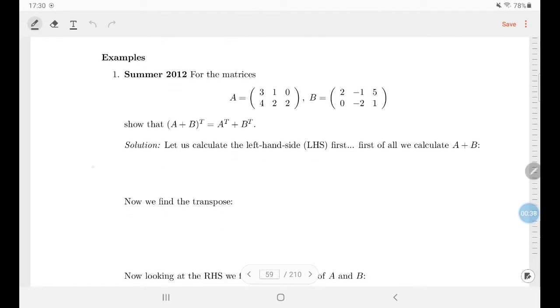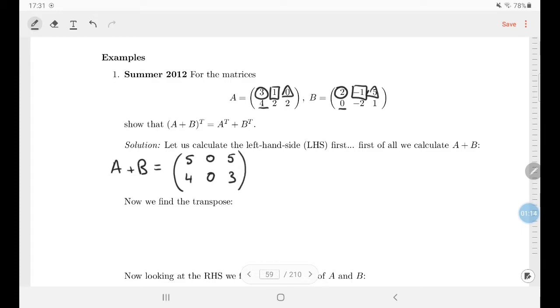Now, thankfully, adding matrices is a piece of cake. So you just add them component-wise. So you're going to say add the 3 to the 3, the 1 to the -1, the 0 to the 5, the 4 to the 0, whatever squigglies you want to do for after that. So 3 plus 2 is 5. 1 minus 1 is 0. 0 plus 5 is 5. 4 plus 0 is 4. 2 plus -2 is 0. And 2 plus 1 is 3.